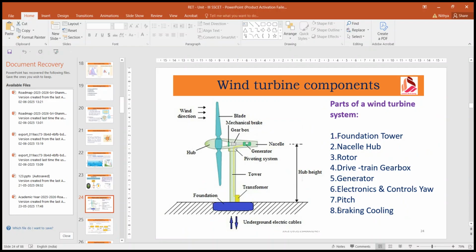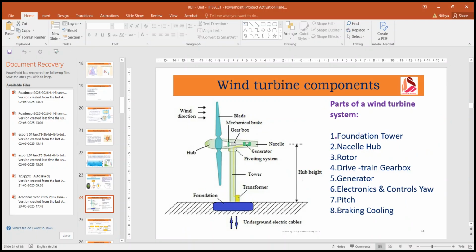Next, we are entering the wind turbine components. These are the different factors affecting the windmill, and what types of places should be chosen to locate the windmill. All those things I discussed in the previous classes. Now we are entering the wind turbine components.